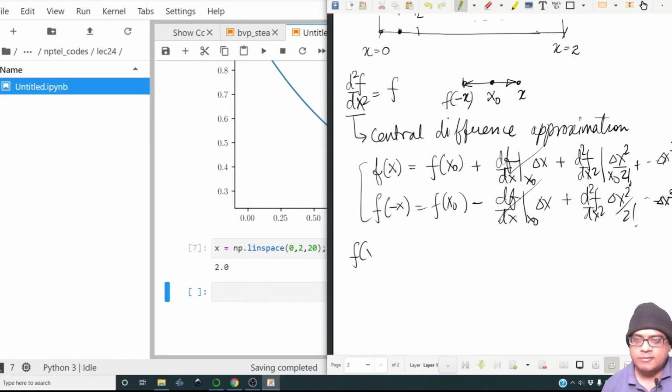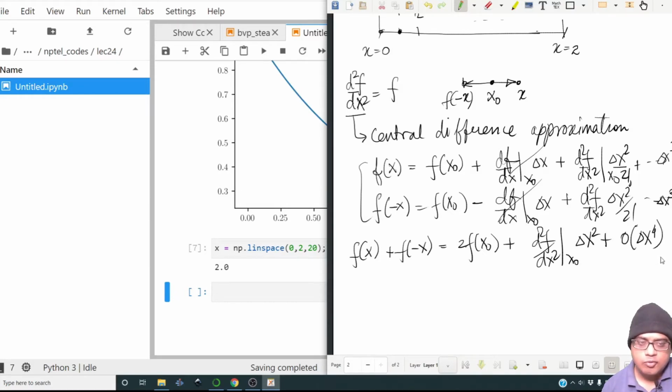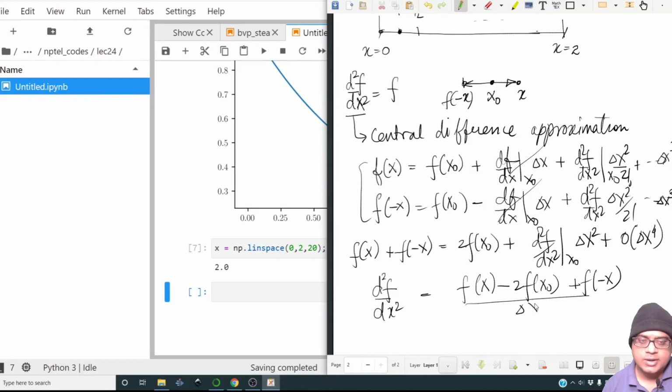So finally we have f of x plus f of minus x is equal to twice f of x naught plus d2f dx2 at x naught times delta x square plus order delta x to the power 4 and so on. And so this gives us a good measure of the second derivative as f of x minus 2f of x naught plus f of minus x divided by delta x square. And so the error will now be order delta x square because I have divided everything by delta x square.